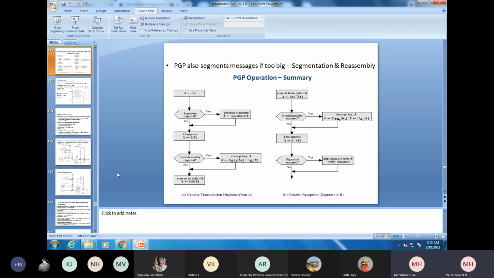See, for every character, there will be a 6-bit value. Is that clear? For every character, there will be a 6-bit value, and that will be converted into ASCII. Zeros and ones, it will be converted, and that will be sent in the medium. Okay, not ASCII. That will be converted into binary, and that will be sent.